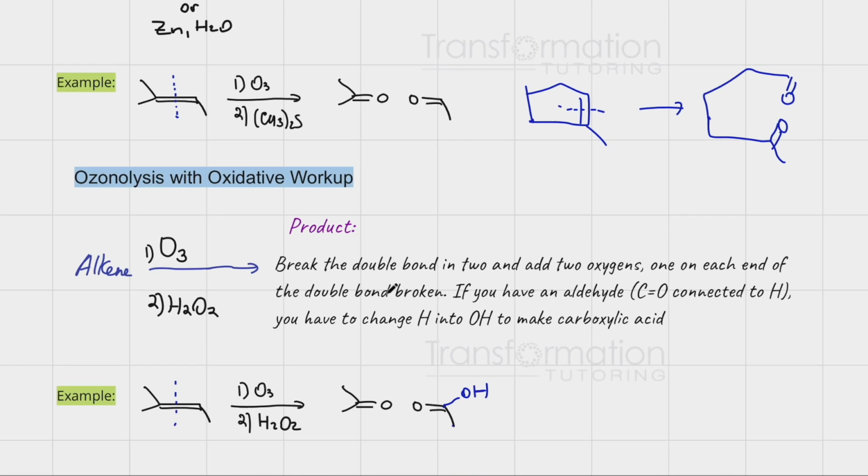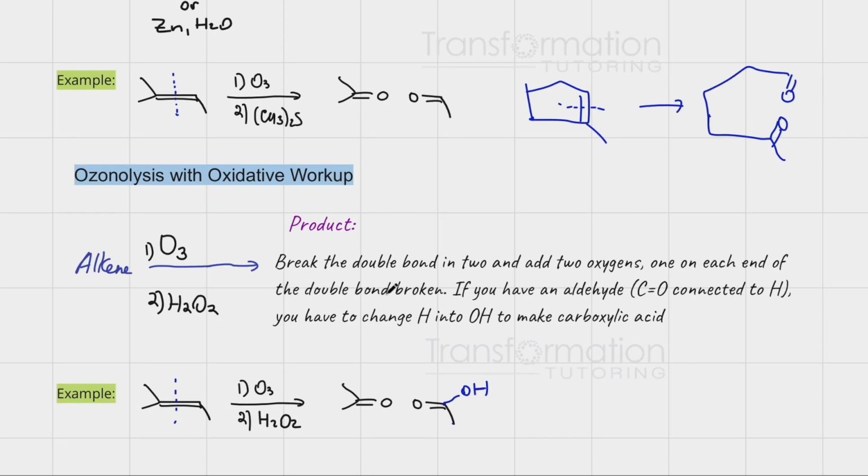Next, let's do ozonolysis with oxidative workup. So the first step is the same, O3, but the second step has to be H2O2. That's the most popular step. There could be others depending on your professor, so pay attention, but this is the most popular second step for oxidative workup. And what we have to do is break the double bond in two and add two oxygens, one on each end of the double bond broken. So same as we did before.